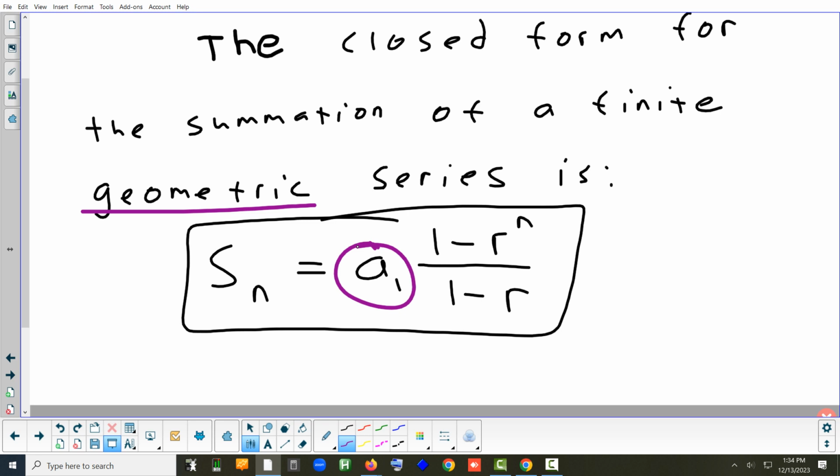What do you think A1 is? The first in the sequence. Yeah, it's the first term. And then R, same in the top and the bottom. R is, we called it the common ratio, but it's really just the number that you multiply by.